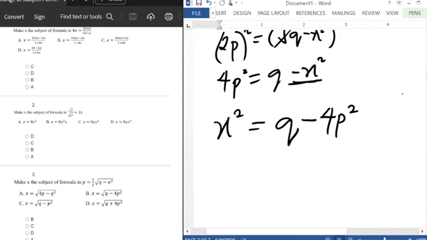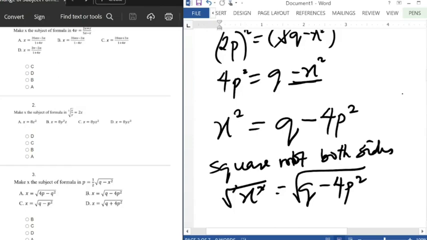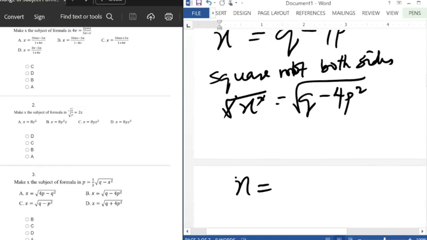It is x we're looking for, not x squared. So how are we going to cancel the square? The opposite of square is square root. So which means we're going to square root both sides. So that means square root of x squared equals square root of q minus 4p squared. So this will cancel this. And then we have x equals, please don't mind the way I write my x, square root q minus 4p squared.